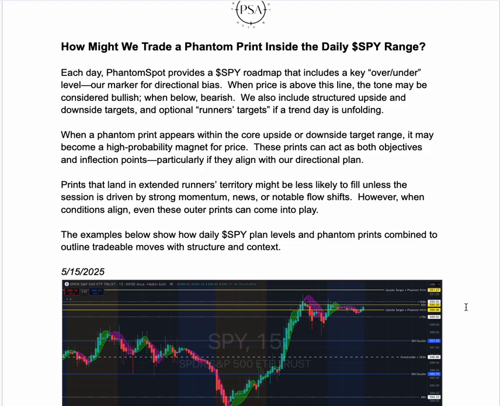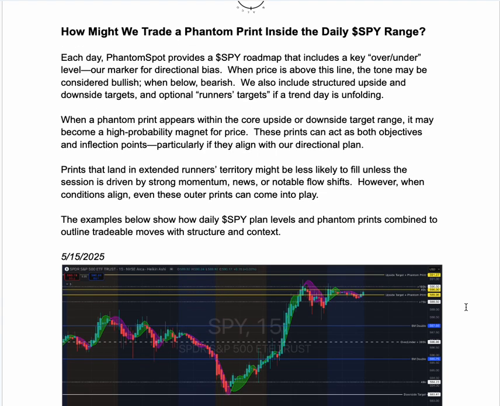Basically, when a phantom print is within the zone of the core upside or downside, it's higher probability for it to be a magnet. And they can be pivot points. If there's a phantom print that's more into the runner's territory, it's less likely to fill. But it can, because it's in the potential range, but you need to monitor the news, the GEX, everything that's going on with the market dynamics.